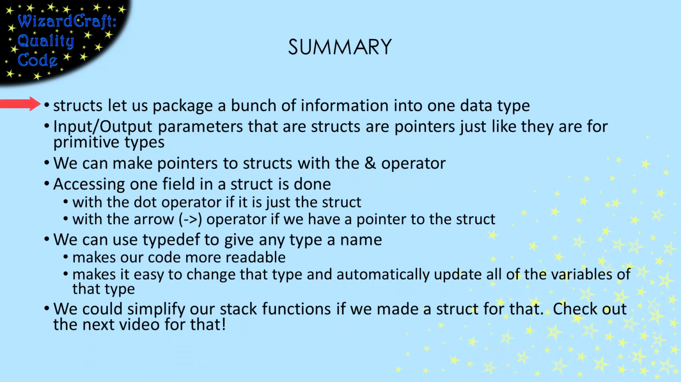So, structs let us package multiple pieces of information into one data type. Once we have that type, it behaves like other types. We can pass them into functions. We can return them from functions. We can create input-output parameters by making pointers to them. We can use them in assignment statements, just like everything we did for other types. We can access any field within a struct using the dot operator if our variable's type is the struct, or with the arrow operator if the variable is a pointer to the struct.